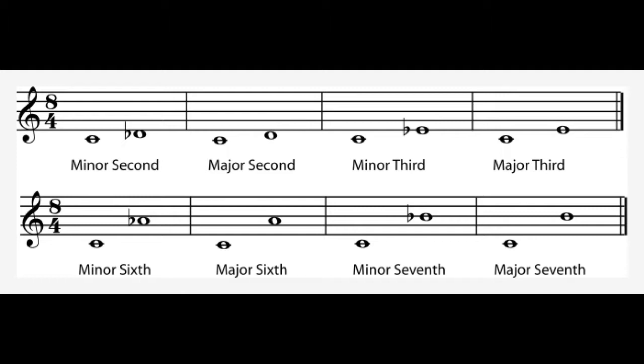Seconds, thirds, sixths, and sevenths can be major intervals or minor intervals. The minor interval is always a half step smaller than the major interval. Only major intervals may be changed to minor. Perfect intervals never become minor.